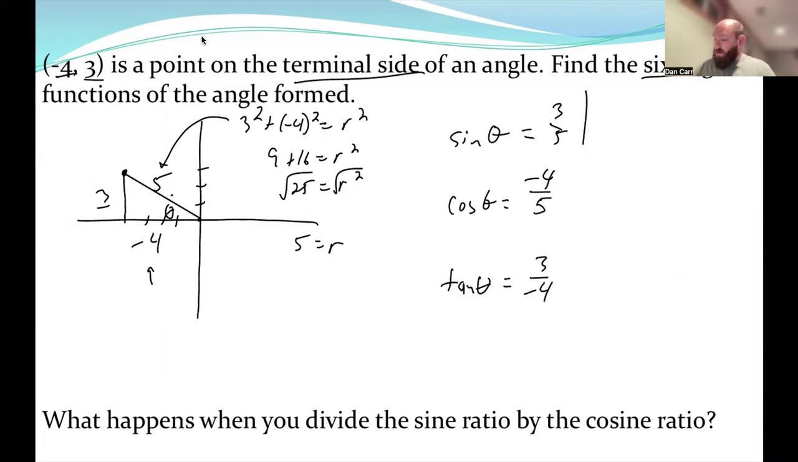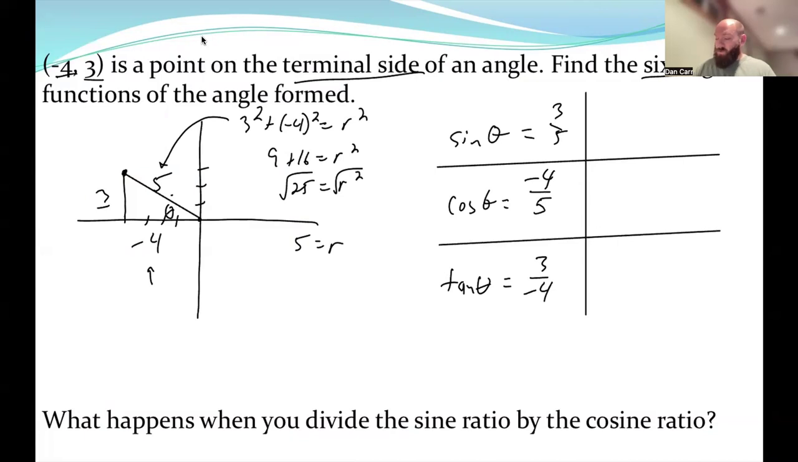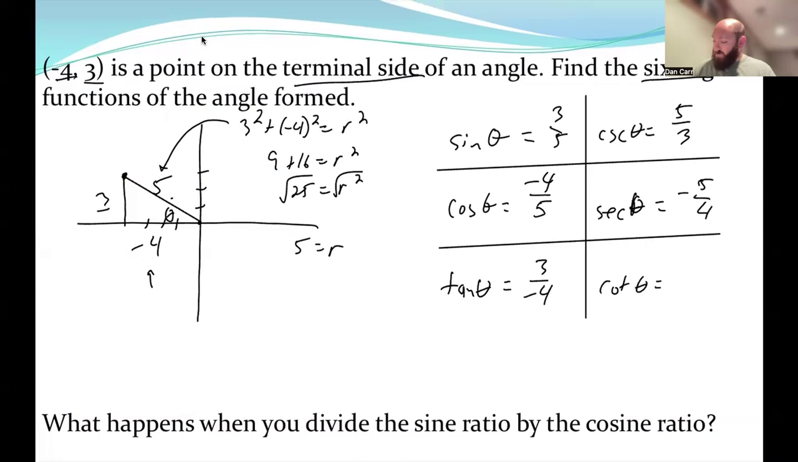Okay? Then we're going to do our 3 reciprocals. So for sine, we're going to go to cosecant of theta. So we're just going to flip that over, make it 5/3. We got secant theta. So it'll be -5 over 4. And then cotangent theta is equal to -4 over 3.